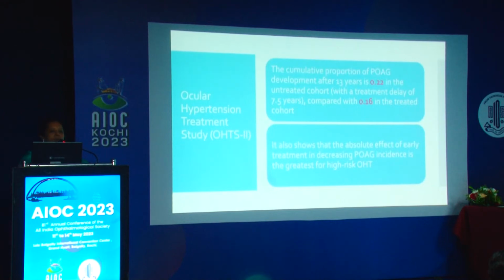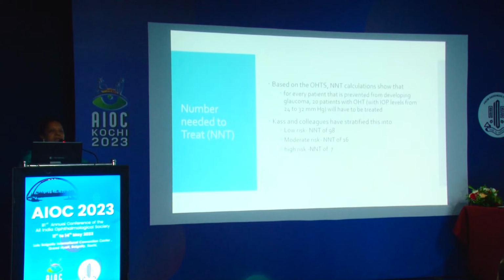And the OATS 2 result was that the cumulative proportion of POAG development was 0.22 in the untreated cohort compared to 0.16 in the treated cohort. They also found that the absolute effect of early treatment in decreasing POAG incidence was greatest for high risk OHT. This number is very important, the number needed to treat. This means for every patient that is prevented from developing glaucoma, how many patients need to be treated to prevent one person with OHT from converting into glaucoma.